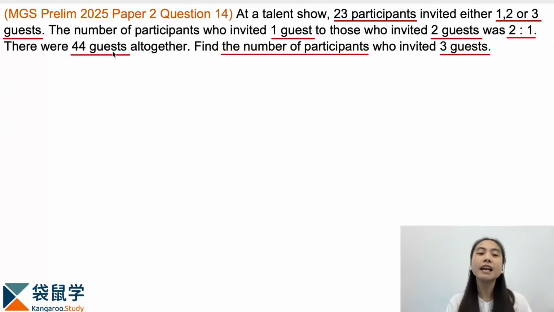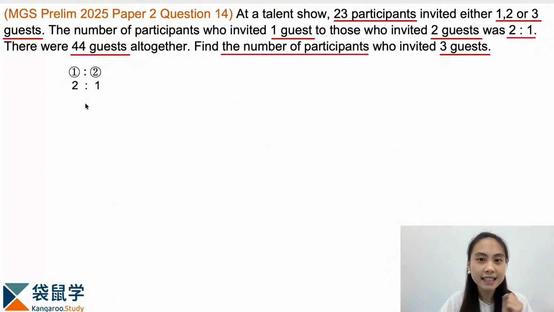And now class, can you find any relationship among the number of participants who invited 1, 2, or 3 guests from the question? Oh, it's here! The number of participants who invited 1 guest to those who invited 2 guests was 2 to 1. And now let's write here. So here I use the circled number 1 to represent the number of participants who invited 1 guest. Then their number ratio is 2 to 1.